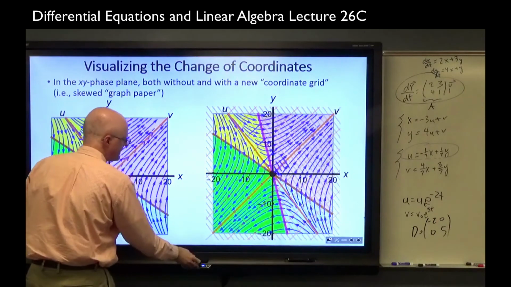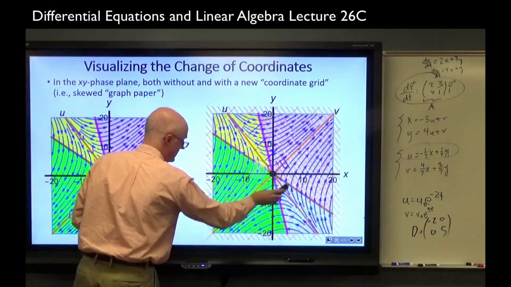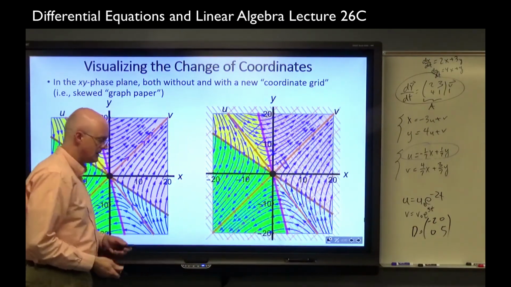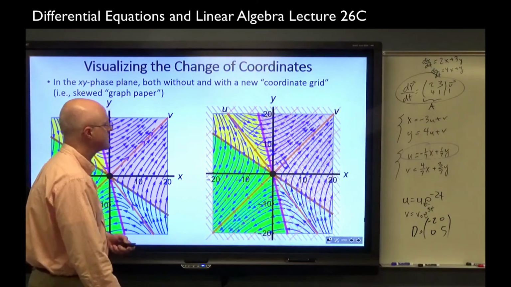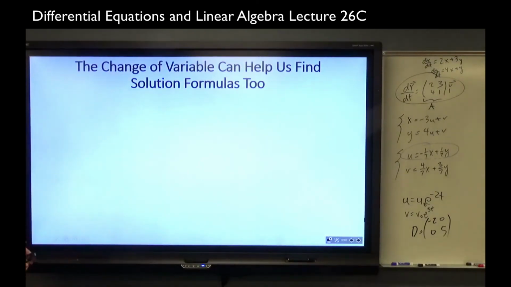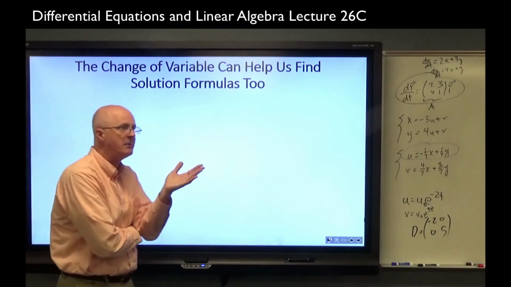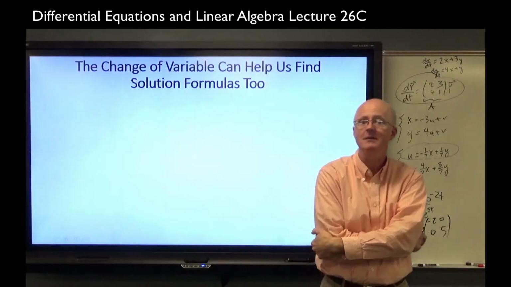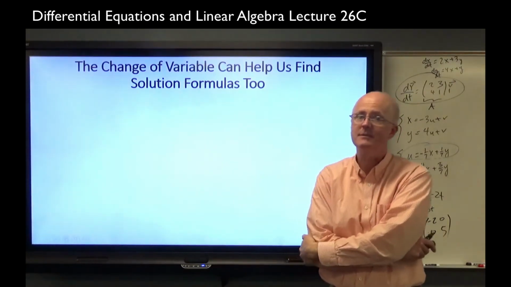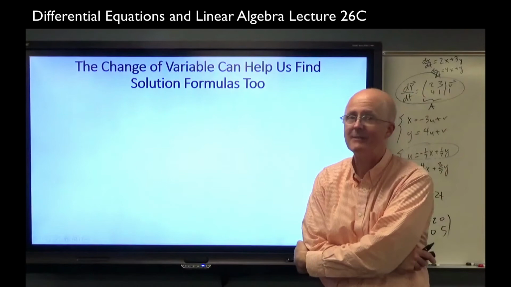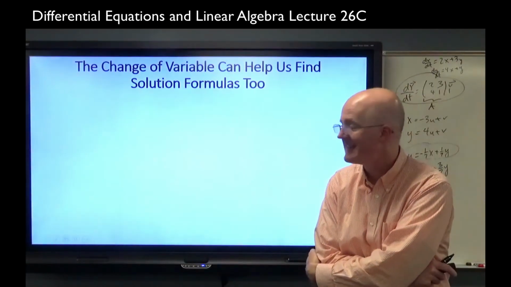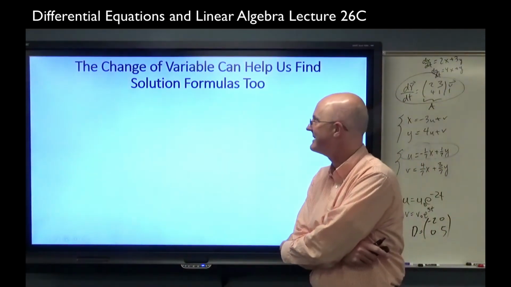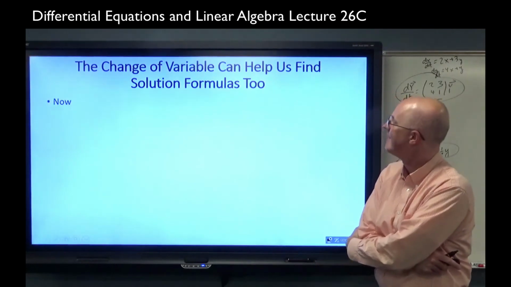I will show you an animation on Mathematica related to this, but let's do some symbolic calculations first. The change of variables can help us find solution formulas as well. We don't have to use the matrix exponential. We can use the change of variables. In effect, it is using the matrix exponential without saying it is, and we'll see that we get the same answer at the end.